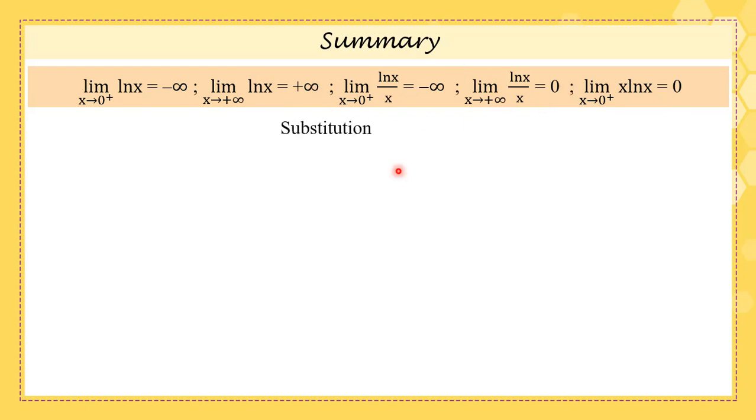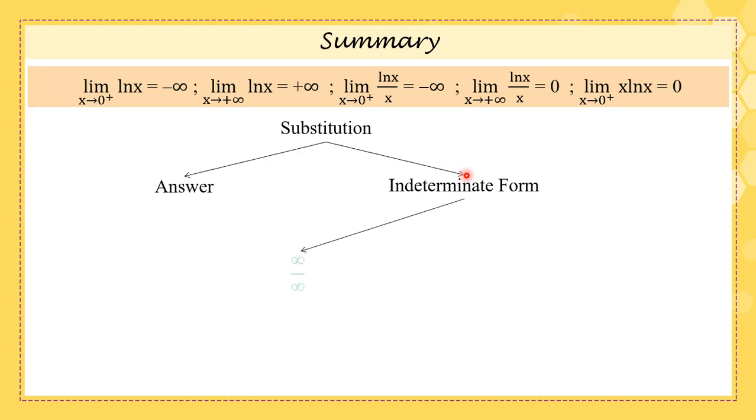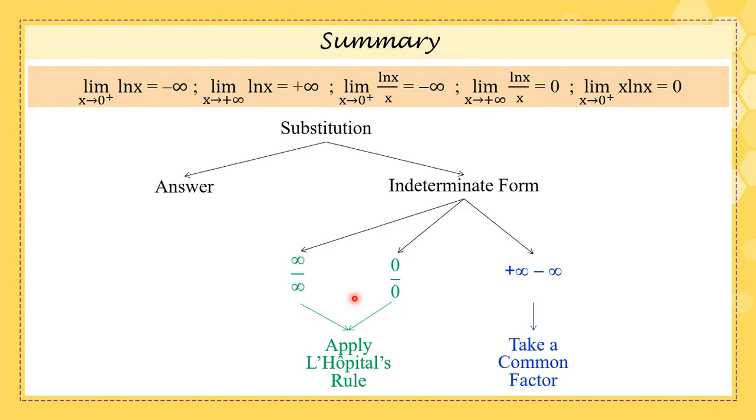Now, if we want to calculate a limit, we use substitution. We either get an answer or we get an indeterminate form. In the case of infinity over infinity or 0 over 0, we go on applying L'Hopital's rule. In case we get plus infinity minus infinity, we take a common factor. We either take x or ln x in common. And in case we get 0 times infinity, we apply reciprocal.